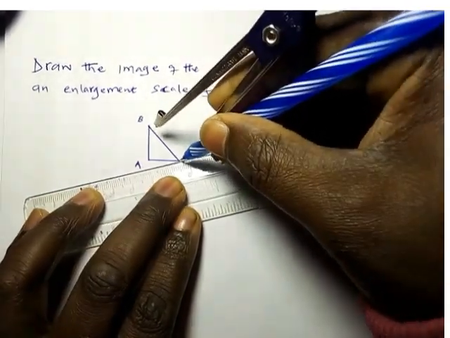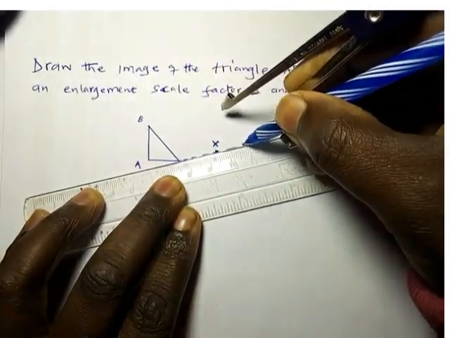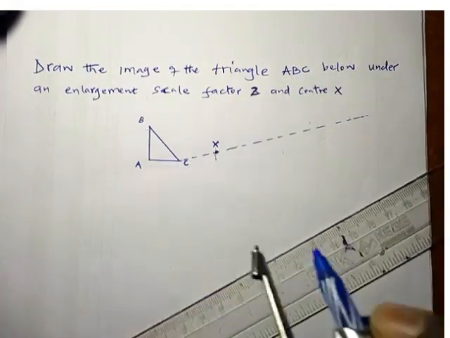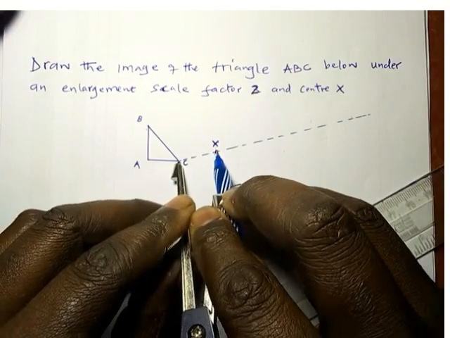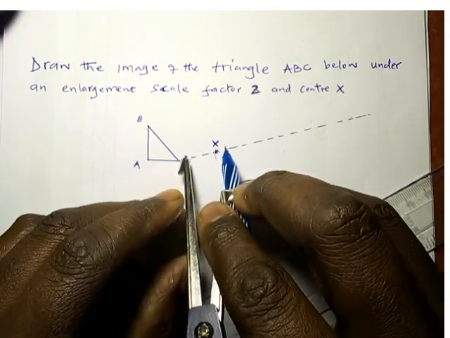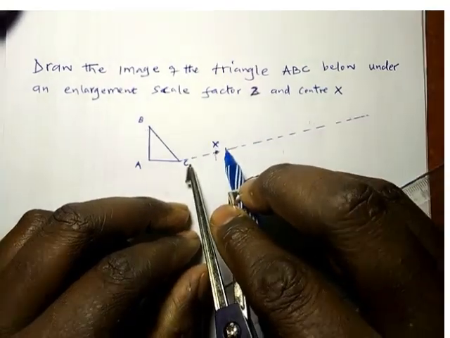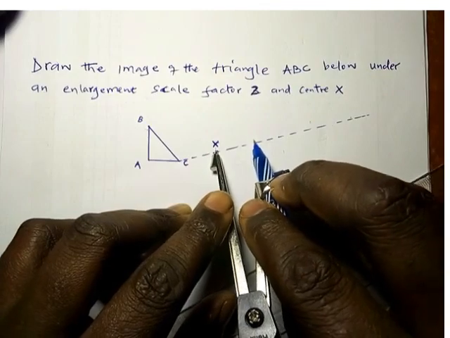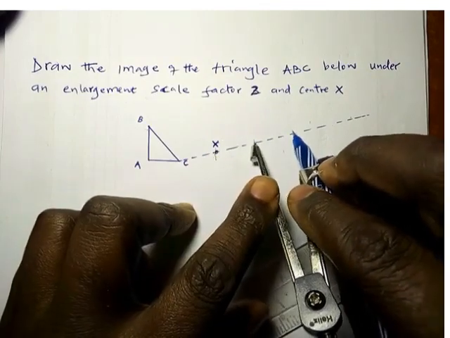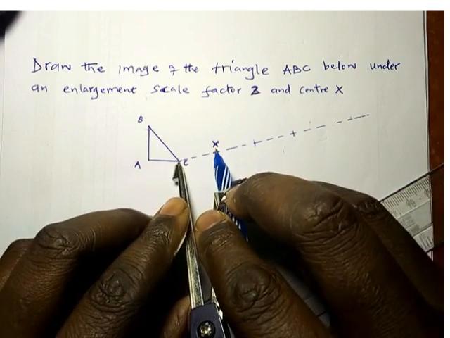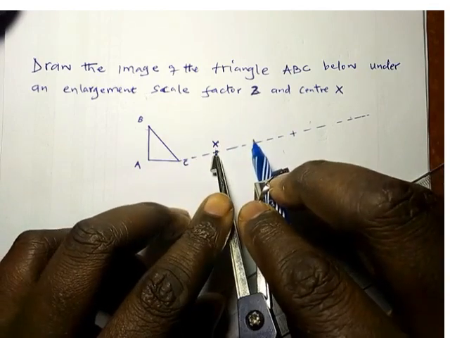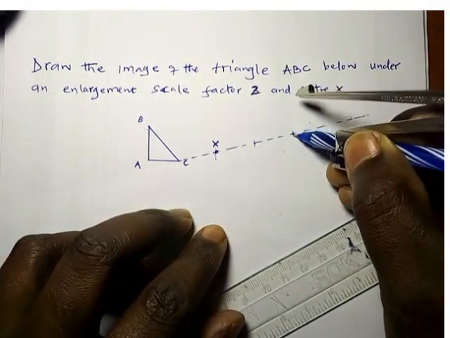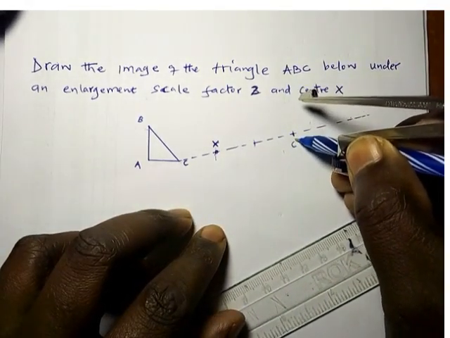C to the center. Draw a dotted line, a long one. Draw a dotted line like that. Then measure this distance from C. To go to C prime, we measure 2 times because the scale is 2. So from the center, 2 times: 1, 2. The same distance, remember, the distance from C to the center should be, from C to the image should be twice. So here we will have our C prime.